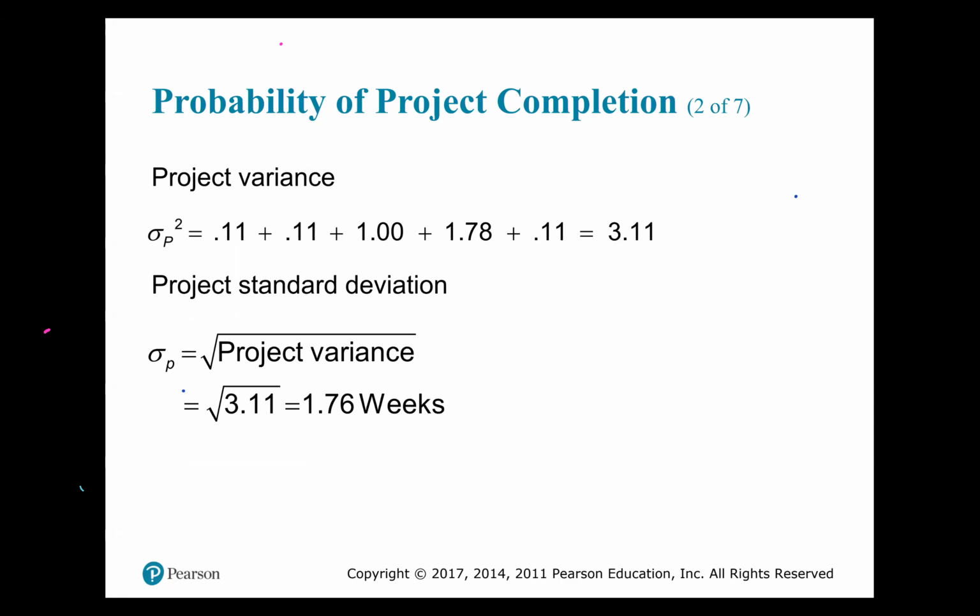So here we have picked up the variance for each of the activities on the critical path. 0.1, 0.11, 1.78, 0.11. You sum that, you get 3.11. What do we do with that? We take the square root of the variance, and the square root of the variance gives us this standard deviation, right?